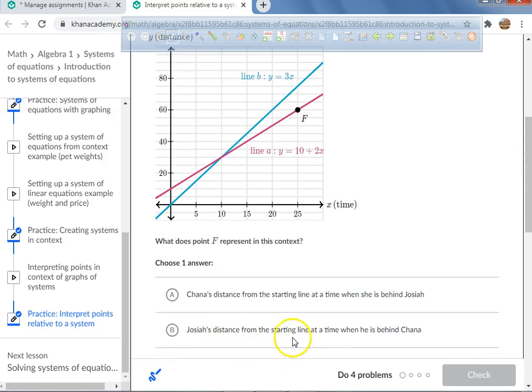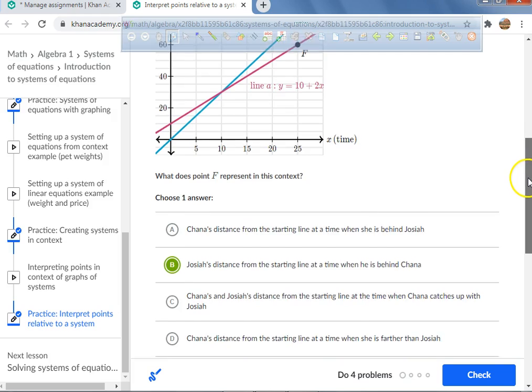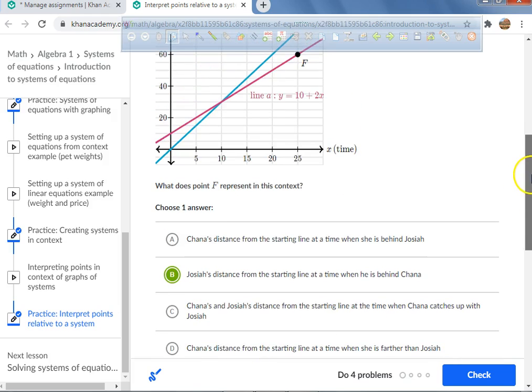Josiah's distance from the starting line at a time when he is behind her. Yes, Josiah is definitely behind her because she is in front of him. So this is where they're exactly equal. This is where she'd be ahead of him. This is where he's behind. This is where she technically would be behind him if you put a point over there.